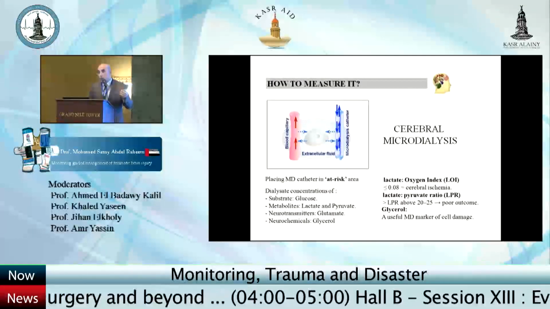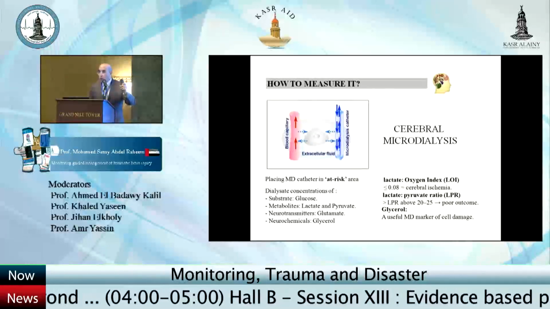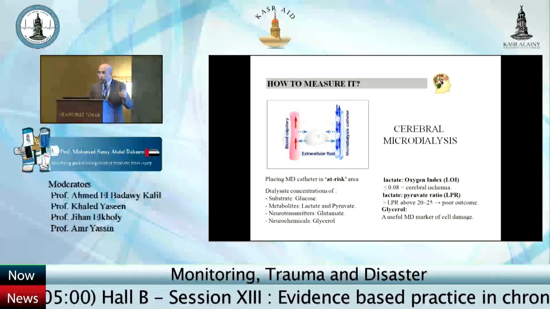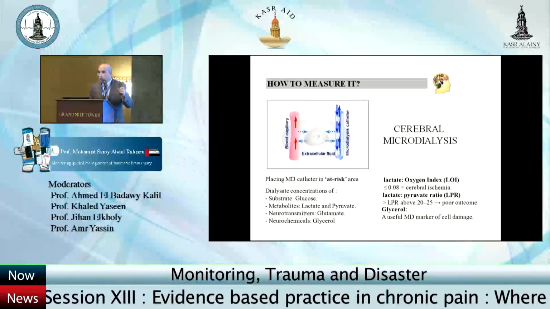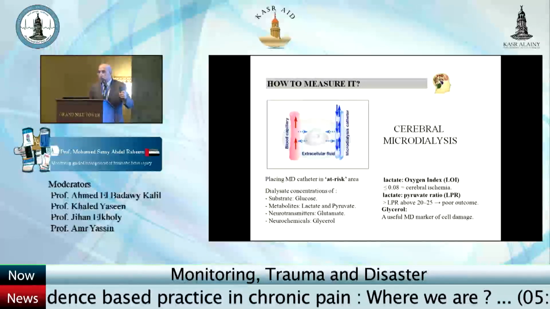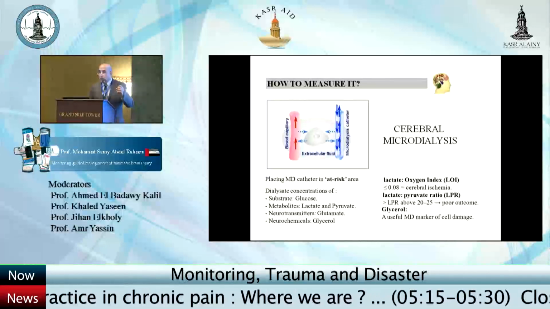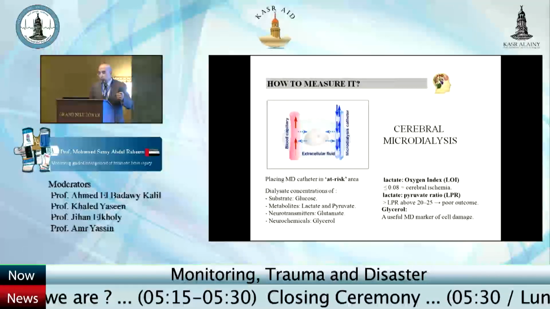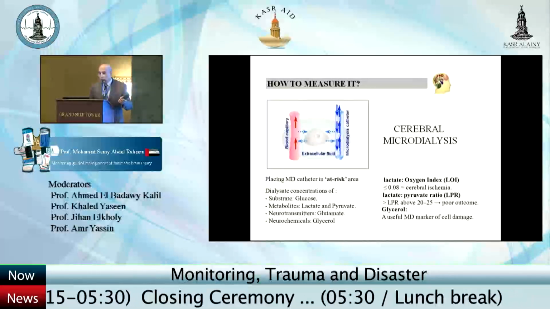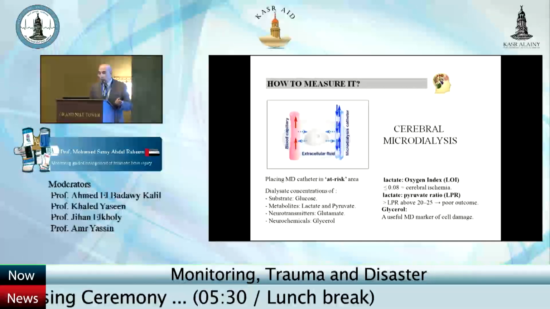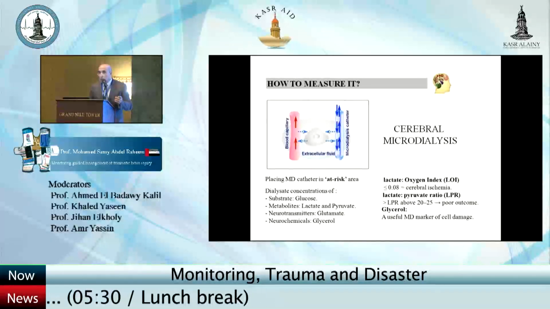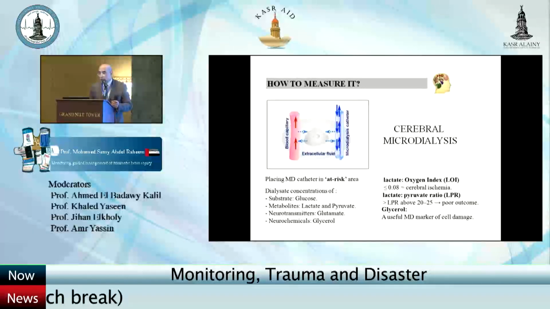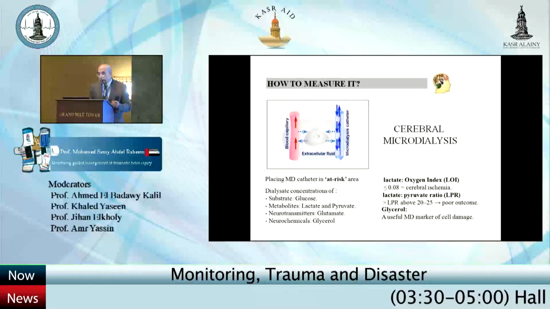Cerebral microdialysis is another way. Through the same burr hole, we can put another small semi-permeable membrane, into which we inject some saline, 0.3 milliliter, leave it for some time, aspirate, and then analyze the dialysate to measure substrates like glucose, metabolites like lactate and pyruvate, neurotransmitters, and neurochemicals. One of the most important derivatives is the lactate oxygen index, the lactate pyruvate ratio, and glycerol, which is a marker of cerebral cell damage.